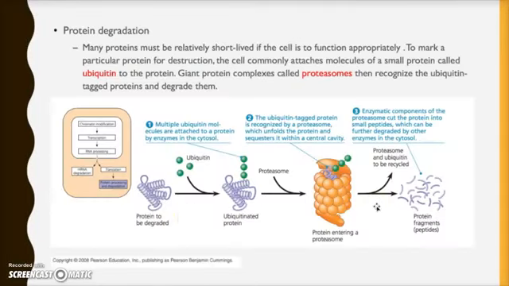And for protein degradation, to mark a particular protein for destruction, the cell commonly attaches molecules of a small protein called ubiquitin to the protein, and giant protein complexes called proteasomes then recognize the tagged protein and degrade it. So this is the process of protein degradation.